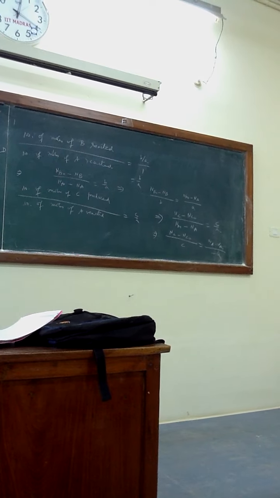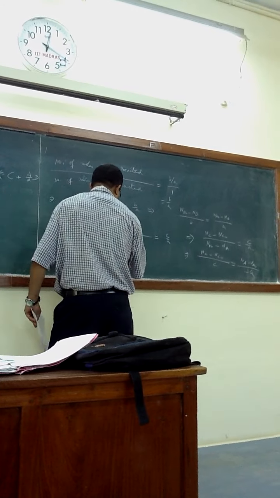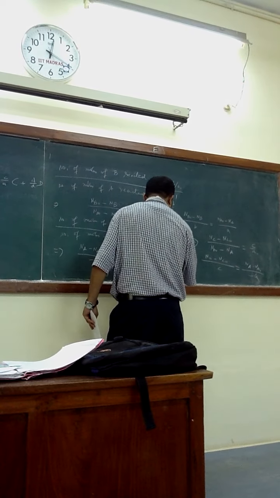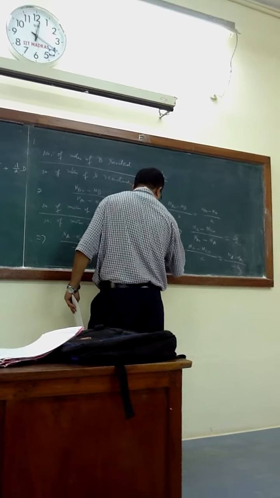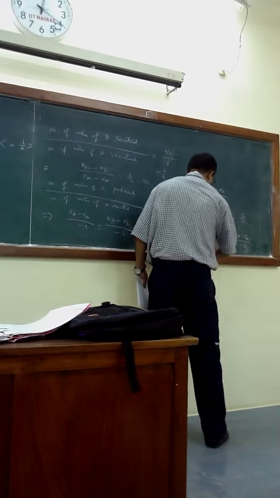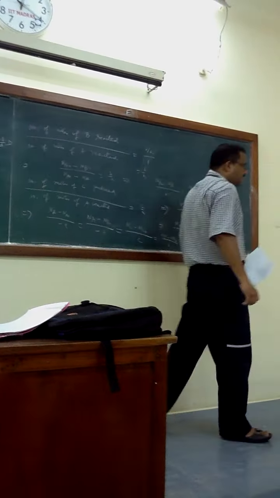So we can write the entire thing as Na minus Na0 by minus a equals Nb minus Nb0 by minus b, Nc minus Nc0 by c, Nd minus Nd0 by small d. Now you can see that this ratio, I write this as epsilon. What is this ratio called? Extent of reaction. This is called the extent of reaction.